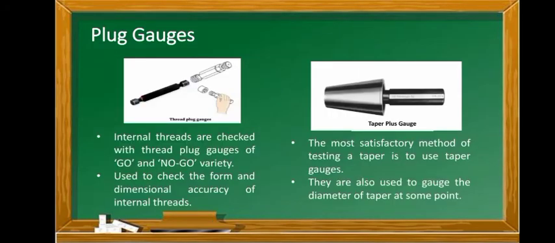Then the thread plug gauges. The internal threads are checked with thread plug gauges of the go and no-go variety, which employ the same principle as the cylindrical plug gauges. The thread plug gauges are used to check the form and dimensional accuracy of internal threads. And lastly, the taper plug gauge. The most satisfactory method of testing a taper is to use taper gauges. They are also used to check the diameter of the taper at some point.